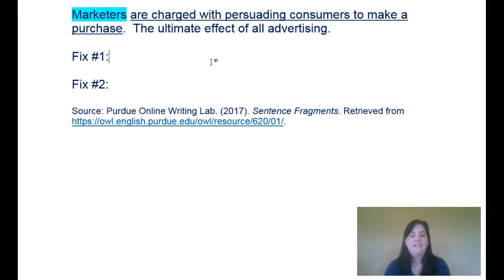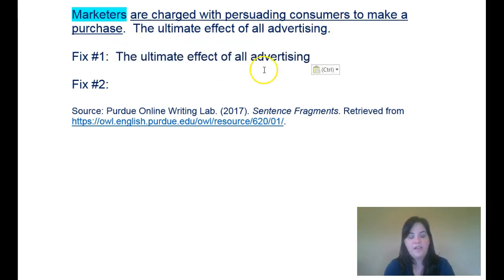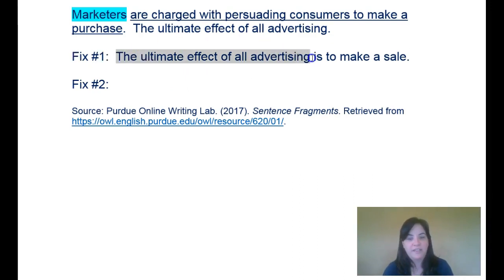Okay, are you ready? All right, so our first fix is to add a word or a phrase to make this a complete sentence. So I'm going to assume that this is a subject because it doesn't have a verb, so it can't have a predicate. So to fix this, I'm going to say that the ultimate effect of all advertising is to make a sale. And so now my subject is the ultimate effect of all advertising. All of that is my subject. And my predicate becomes is to make a sale. And so now I have a complete sentence.